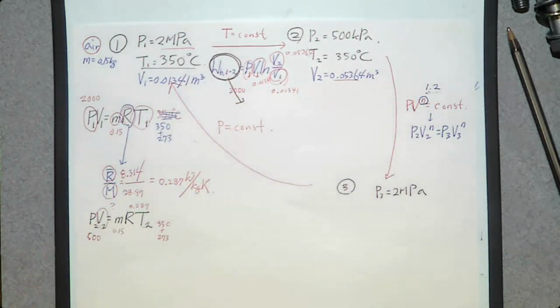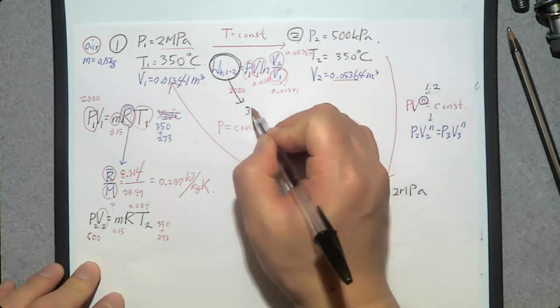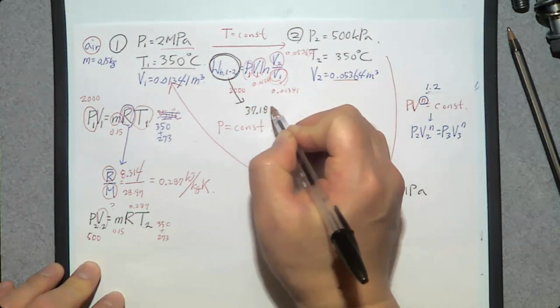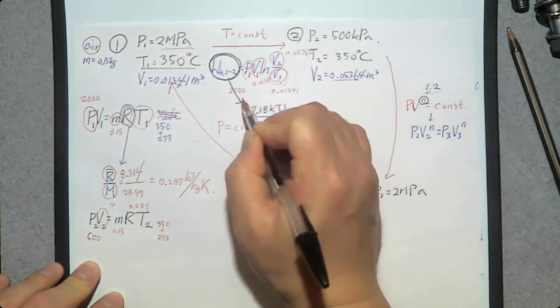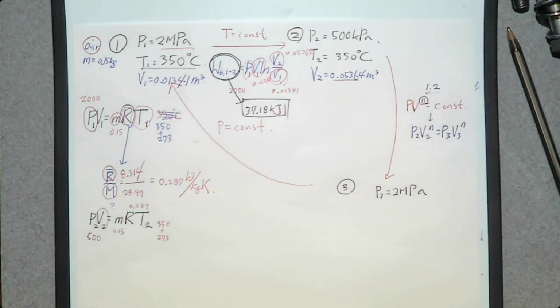And the answer is, do I have it? 37.18 kilojoule. Any question about this moving boundary work?